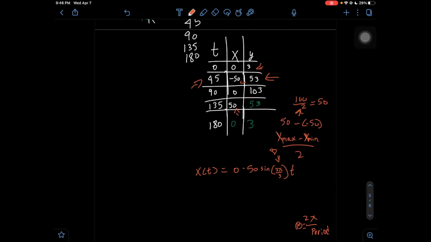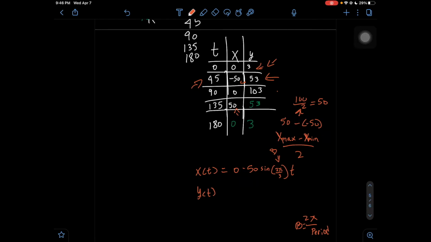Finally, we're going to do our y equation. So we have y of t, same process, but let's look at our data. We start at 3, we go to 53, then we go to 103. Well, we can see we're pretty low in the spectrum, because at the end we return to 3 again. So that means our center point is somewhere at 53.